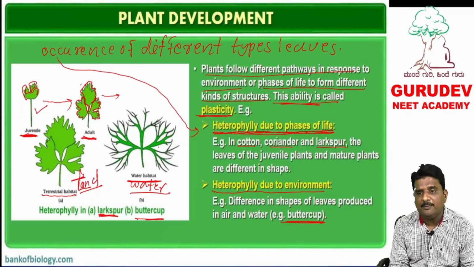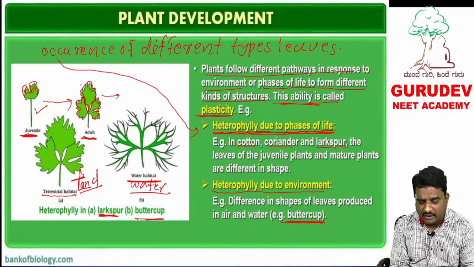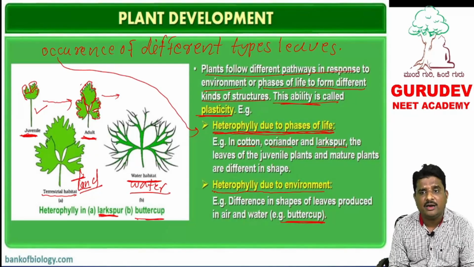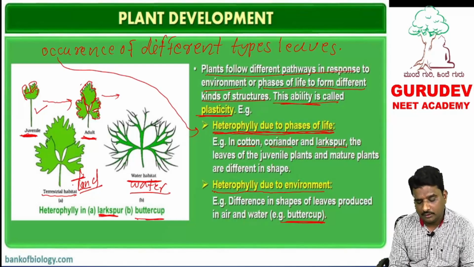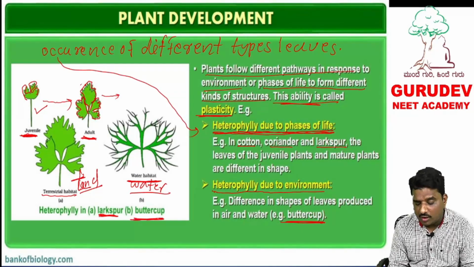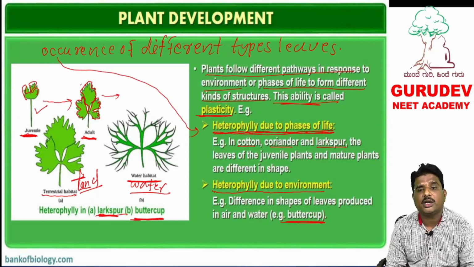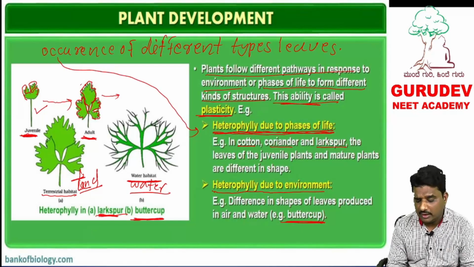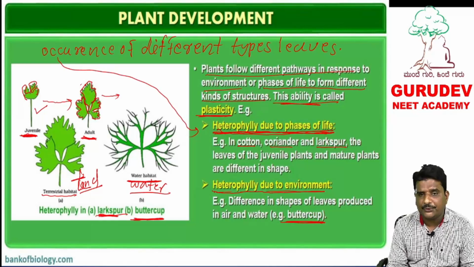The shape of the leaf depends on the environment where it is present, on the habitat where the plant is present. Suppose the plant is on land, the shape of the leaf is trifoliate like this. And when it is present in water, a scaly leaf-like structure appears. This is observed in the plant called buttercup. Different shapes of leaves in different environments: that is heterophily due to environment and heterophily due to phases of life.